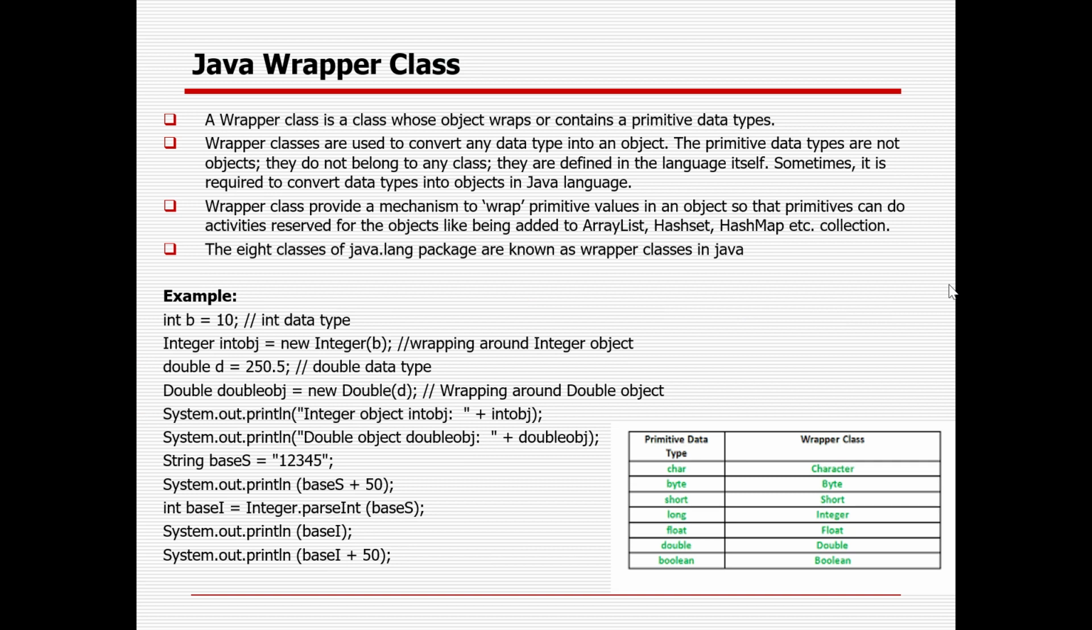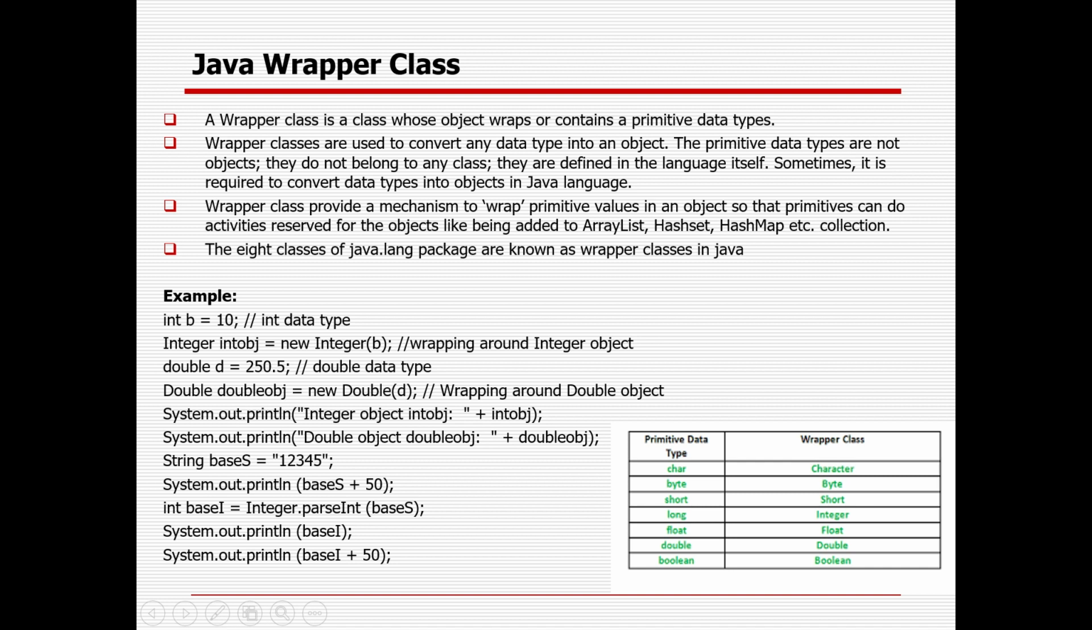There are 8 different classes available in the java.lang package, known as wrapper classes in Java. For the data type char, it will be the Character wrapper class. Byte, short, long, int will be Integer, float, double, boolean. So that is the way.